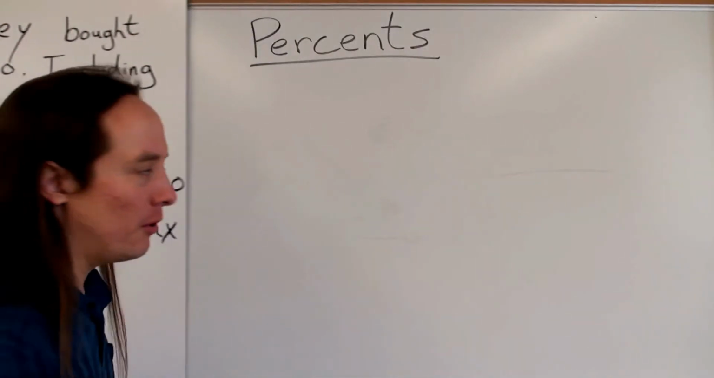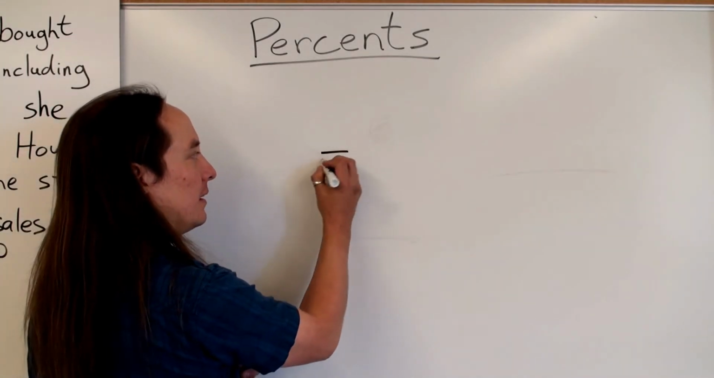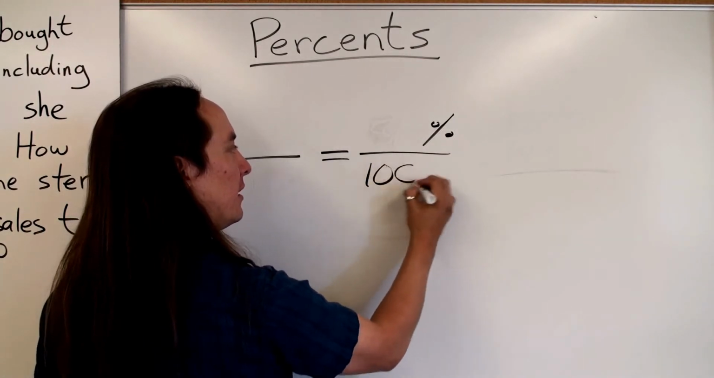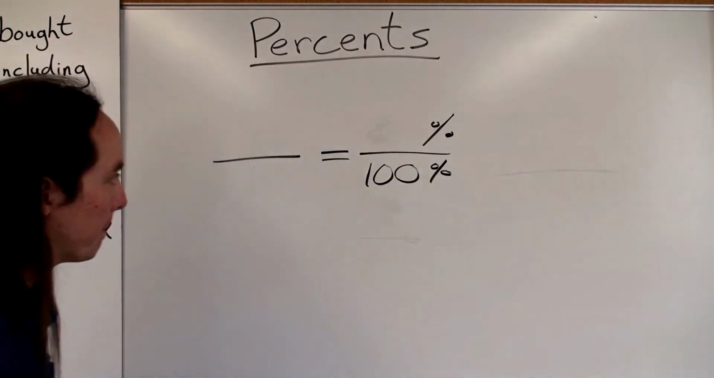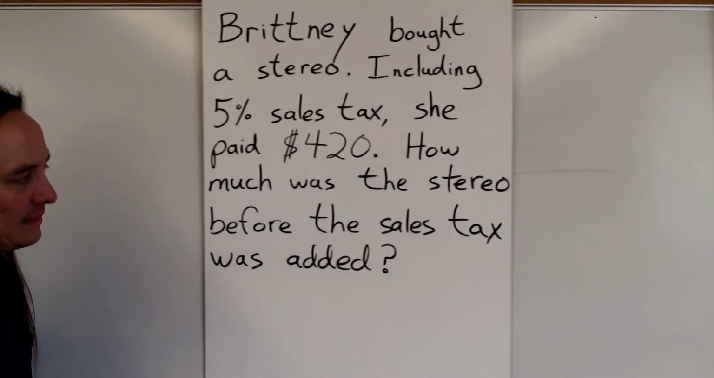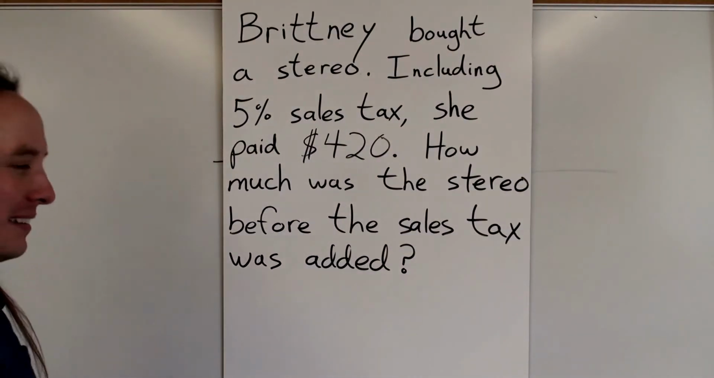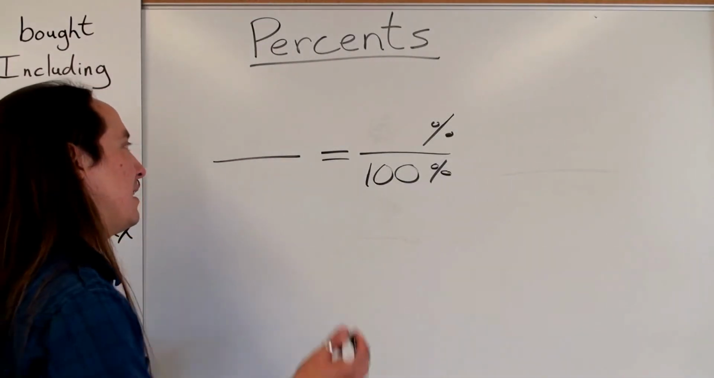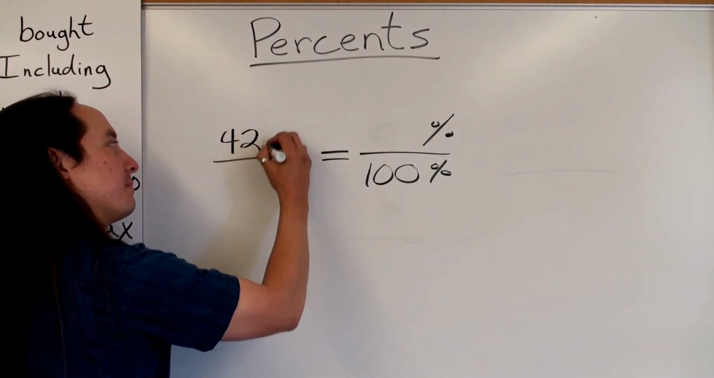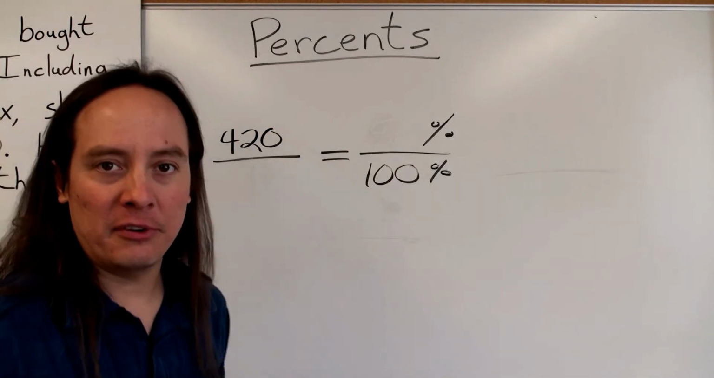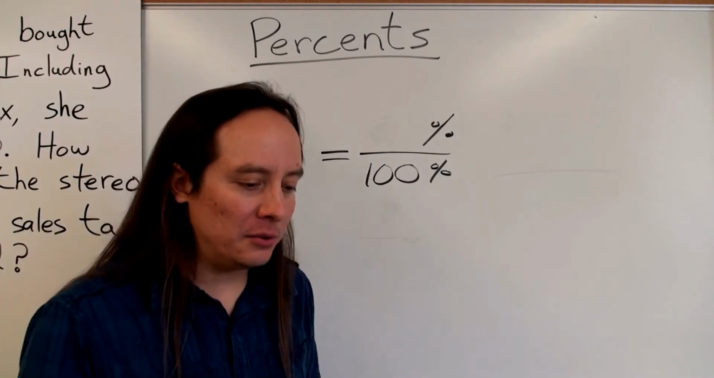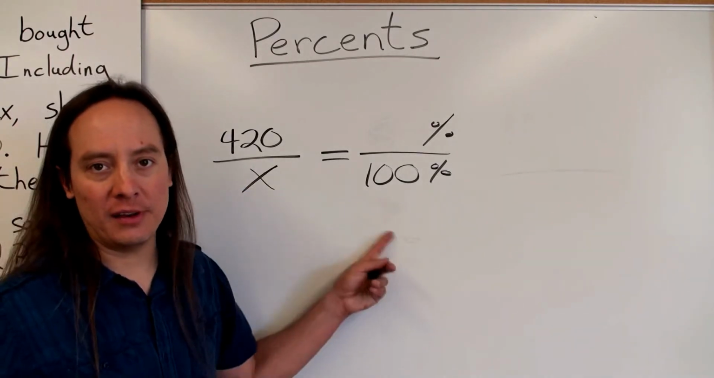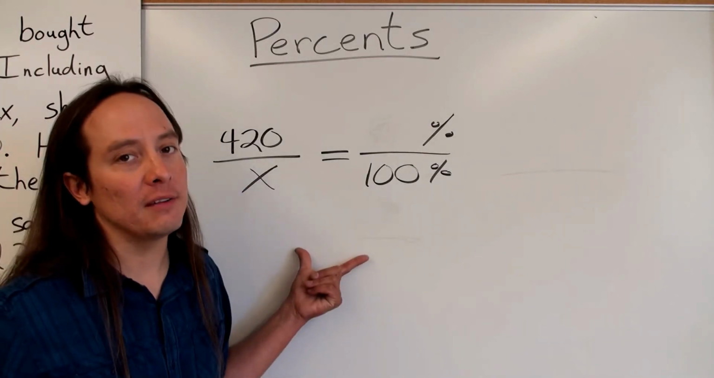Let's go ahead and set up our proportion. Right, we have a percentage over here and we have our 100% here. All right. 420, what is that, right? Well, what it boils down to is that the 420 is not the 100%, it's not the whole, because it includes more than just the 100%. In fact, that's what we're looking for. We're looking for what the 100% is. We're looking for the cost before the sales tax was added.